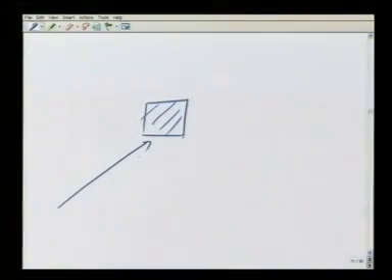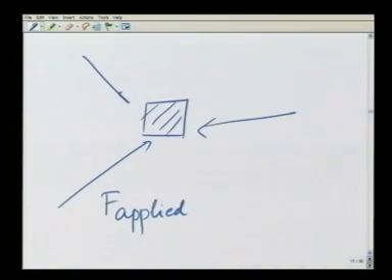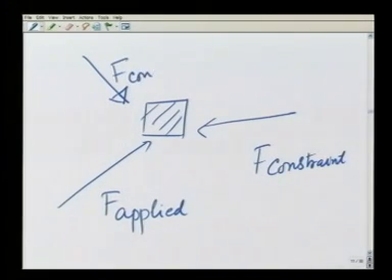Let me remind you what a free body diagram is. When I make a free body diagram for a body, I make that body free and consider all the forces that are being applied from outside and the constraint forces on it. There may be more than one constraint force, and that is my free body diagram.